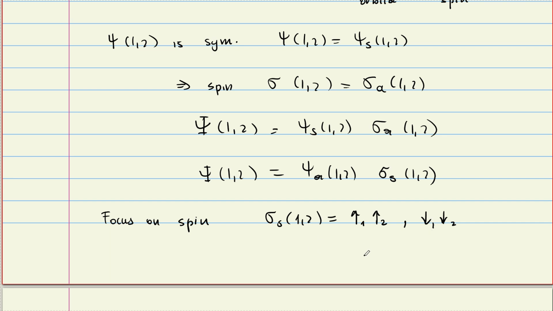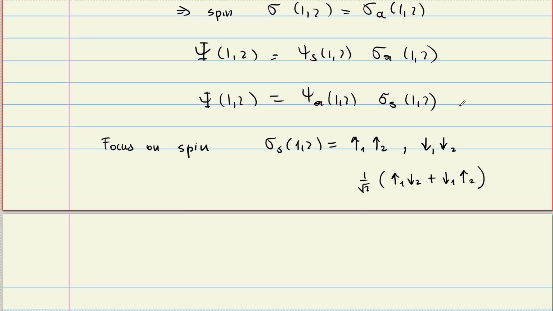Or I can also do the following: 1 is up and the second is down, plus the second is down and the first is up. This is also allowed, because of superposition in quantum mechanics. So these are what we call triplets, and these are the symmetric parts.